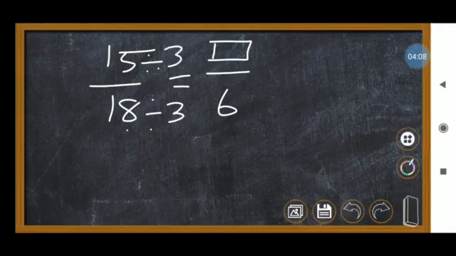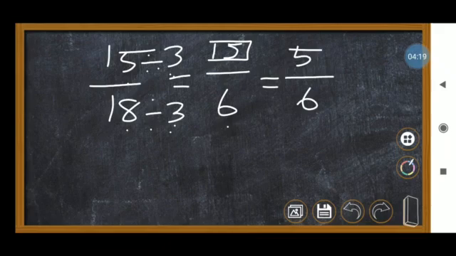So 18 divided by 3 is 6. The same number you have to divide: 15 divided by 3 is 5. So the given value is 5 by 6. This is called the equivalent ratio, 5 by 6.